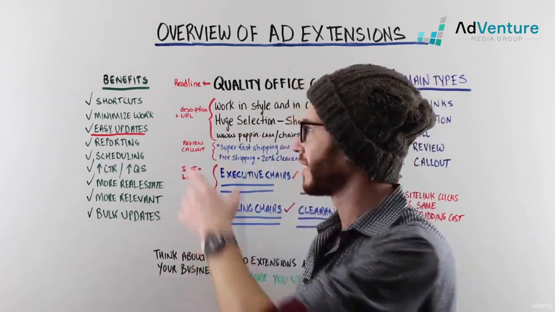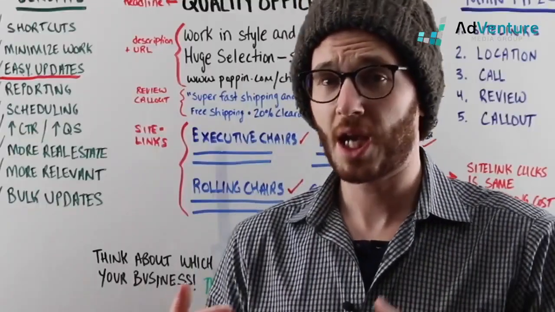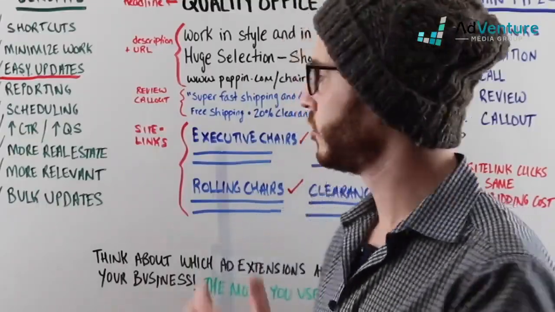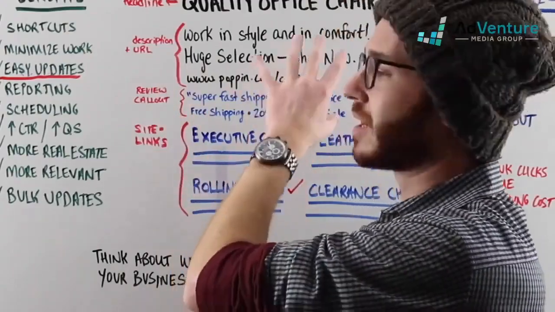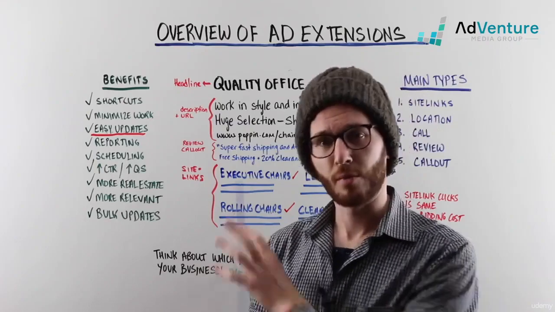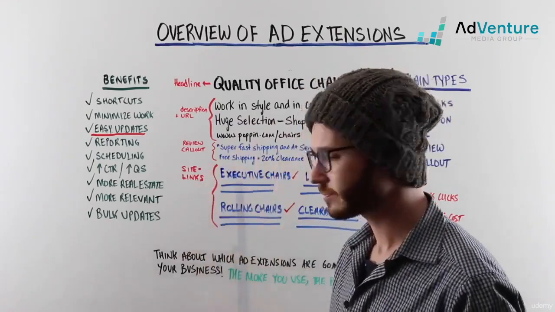So for example, if you're running an A/B test on your headline and you're not ready to change an ad or pause an ad or write a new ad, you just want to swap out your site links, you could do that without touching the click data and the conversion data, the impressions, cost per conversion, so on and so forth, of the actual ad.